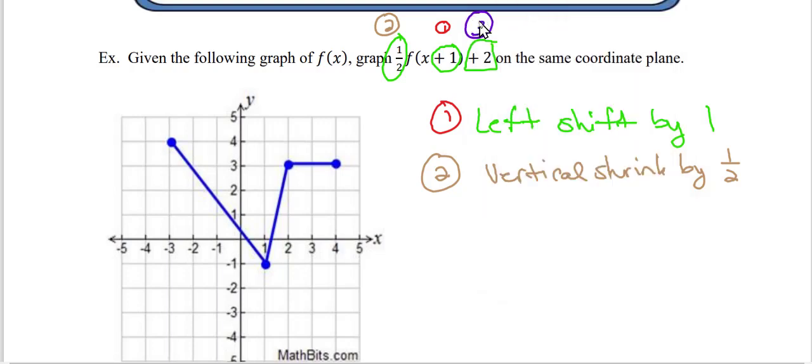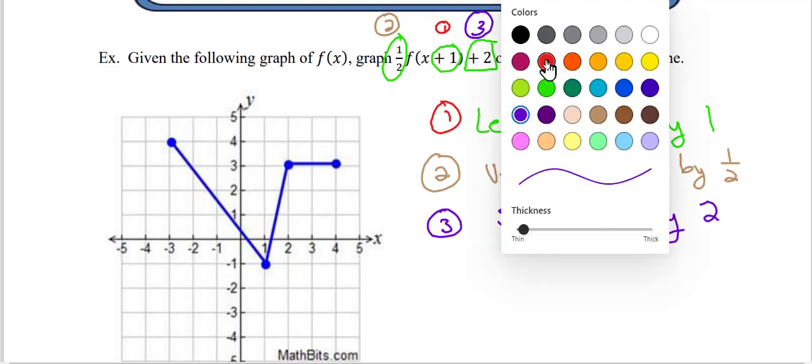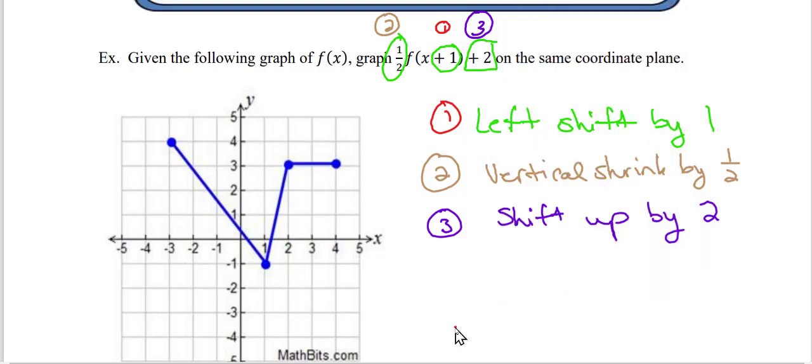Now let's do our third step. Step 3 will be a vertical shift, and specifically it's going up because we're adding 2. Let's try to graph this. I'm going to do the whole thing in, let's go red so we can really see it. Okay, we want to take all these points, we want to shift them left by 1, we want to shrink them by 1/2, and then we want to shift up by 2.